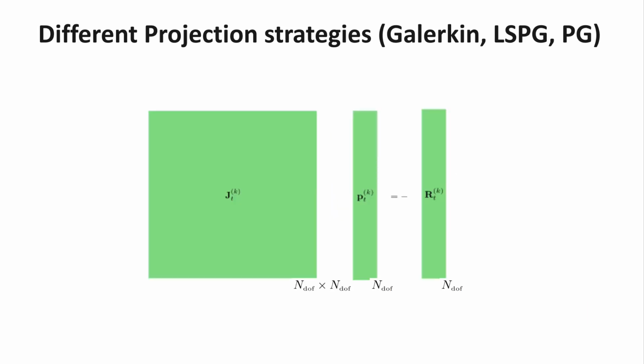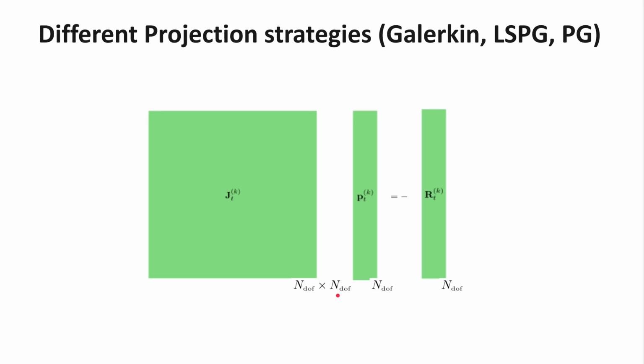So this is a representation of the linear system of equations that is solved on every nonlinear iteration. So we have a Jacobian on this side, we have the residual on that side, and we just solve for an increment, and we do this until we converge. The system is of dimension number of degrees of freedom by number of degrees of freedom.